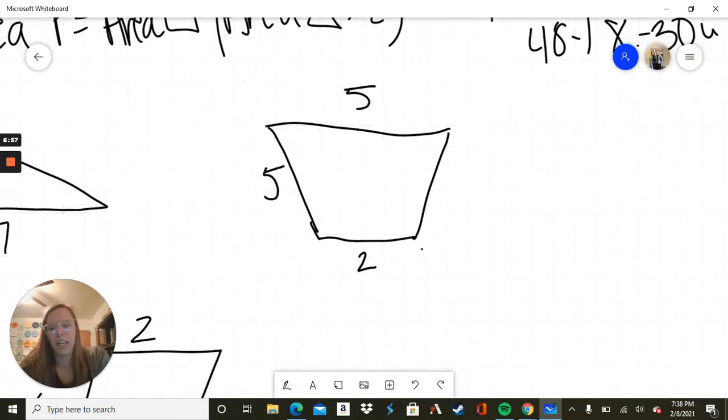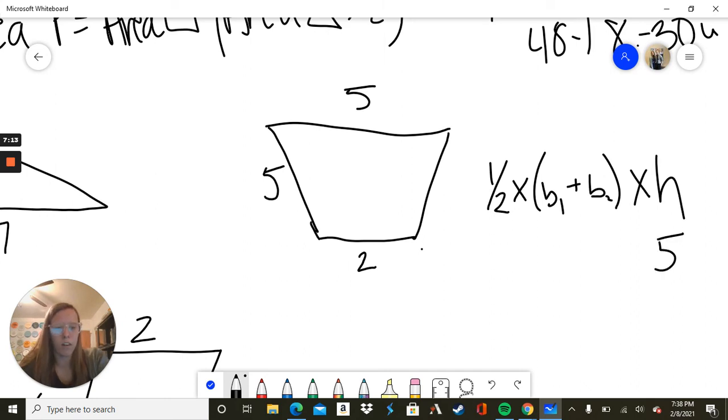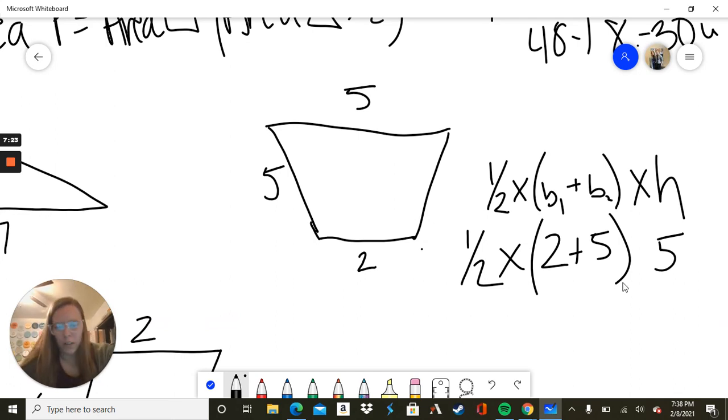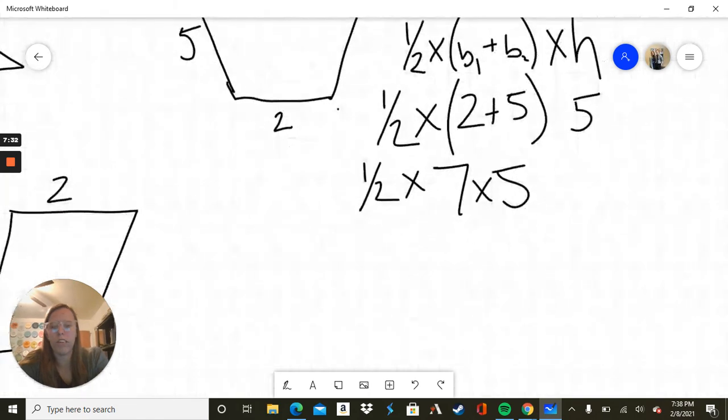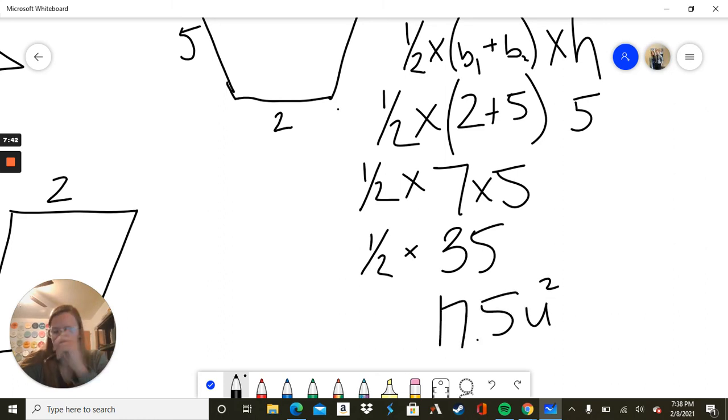Last one is a trapezoid. So we said our formula is half times base 1. Oops. Let's write a little base. Plus base 2 times the height. So our height is 5. Base 1, it's the bottom, it's going to be 2, plus 5, base 2, times half. So always add first, because it's in parentheses. So 2 plus 5 is 7, times 5, times half. What's 7 times 5? 35 times half is going to be 17.5 units squared. All right?